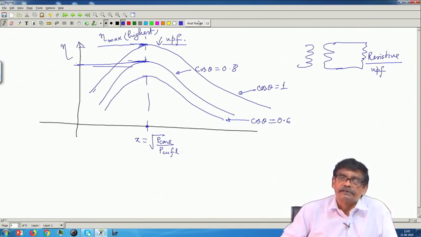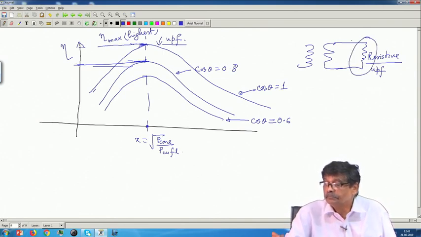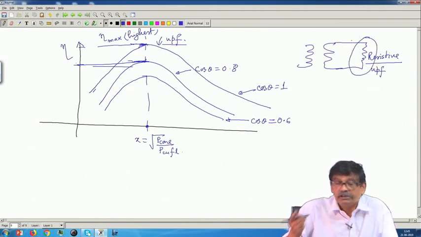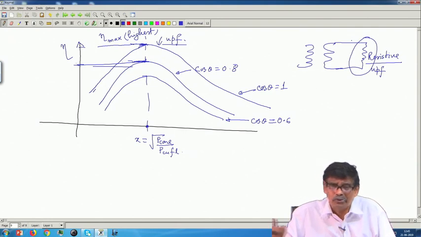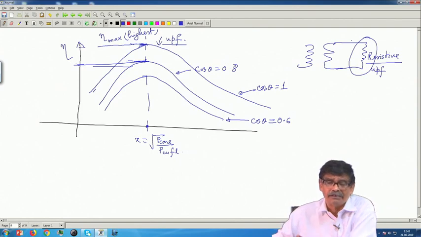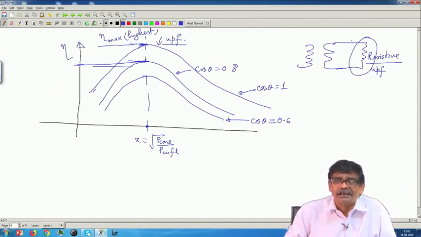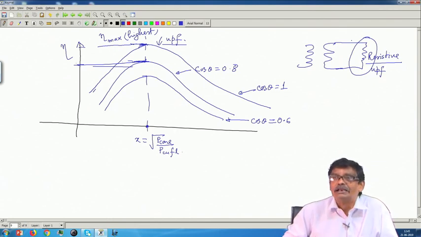But here is a catch. The catch is the load on the secondary of a transformer will be several kinds of motors. In industry, this will supply some motors. Motor means RL. There will be other RL type of load. RL type of load are the most common load. That is not in my hand.